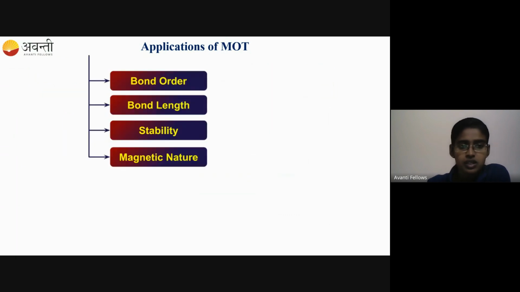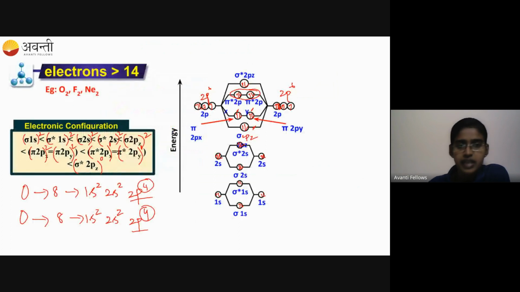Now, let me go to this oxygen case again. So in oxygen, how many electrons did we have? We had the configuration like this: 2 electrons in pi star 2px and pi star 2py. Now take this formula. Bond order is equal to Nb minus Na divided by 2. Number of electrons in bonding molecular orbital.